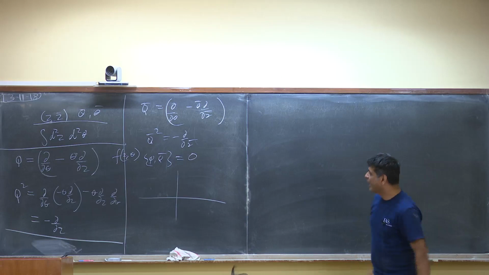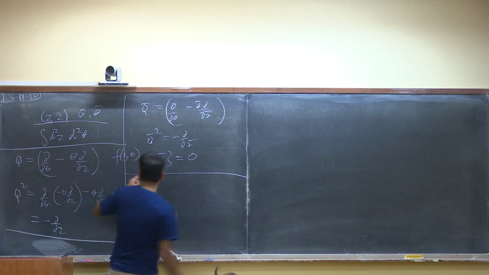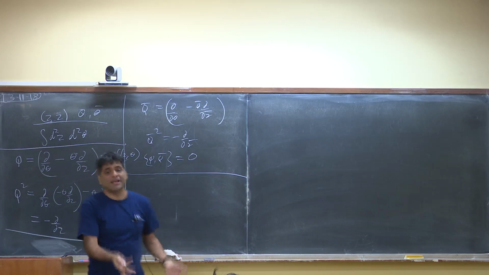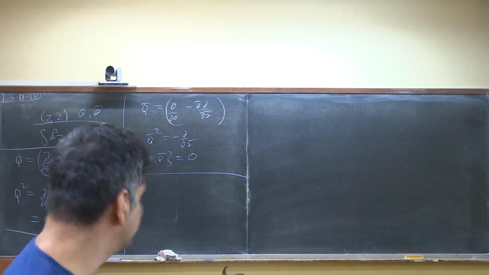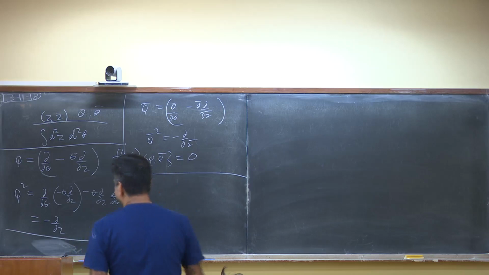Okay, excellent. Now, our task is to try to find a Lagrangian, to build Lagrangians that are supersymmetric. That is, invariant under the changes in fields generated by the action of this Q and Q bar.